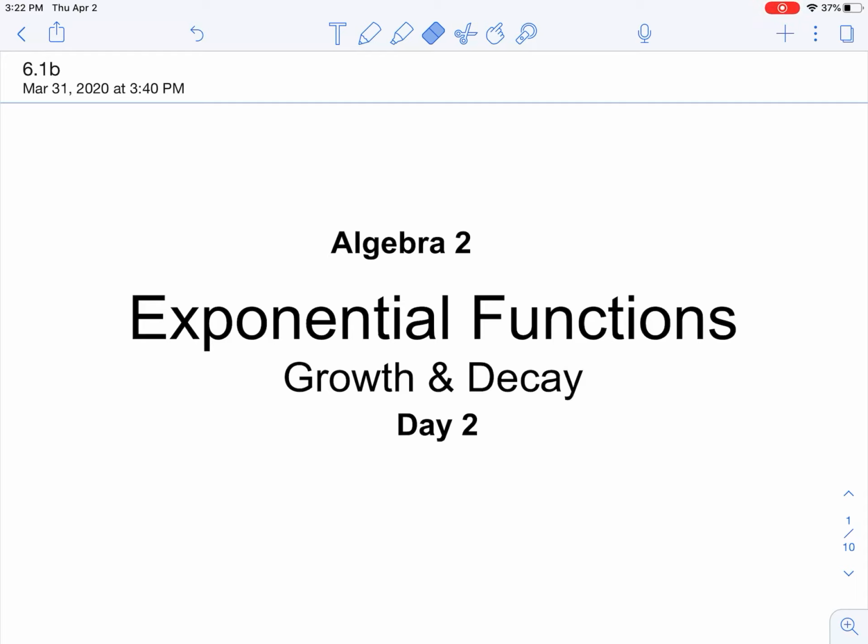Hello, and we are back today with exponential functions, growth and decay, day 2. We're really going to be working on compound interest today.